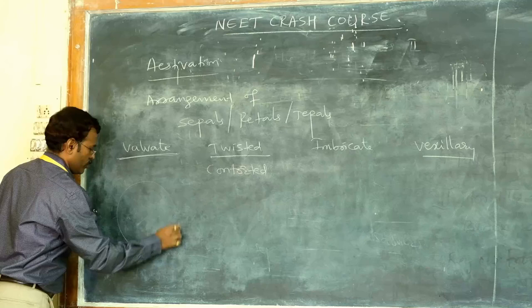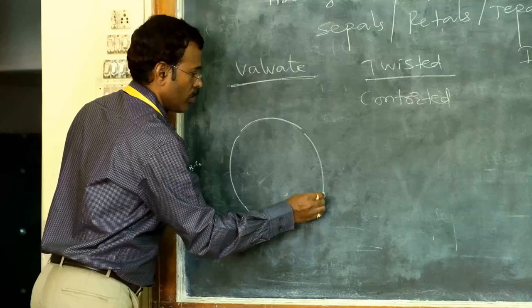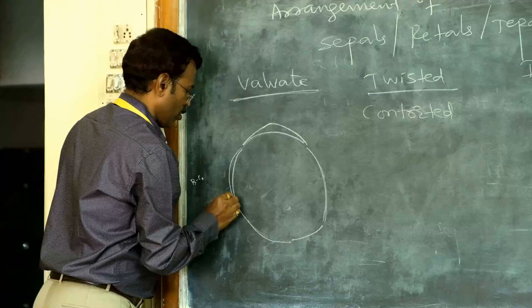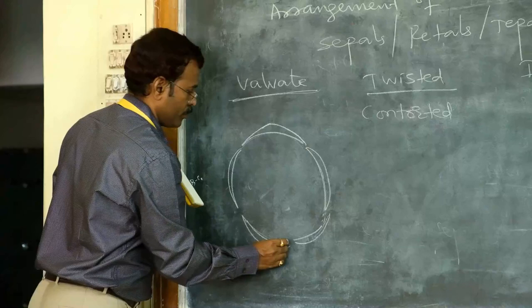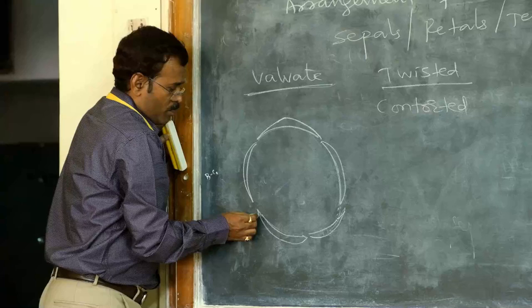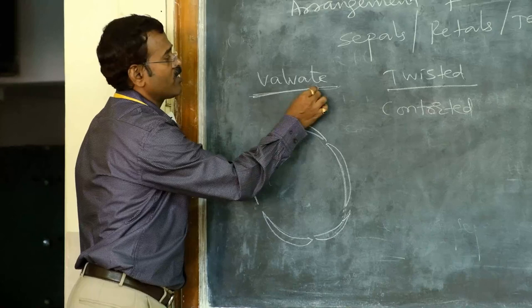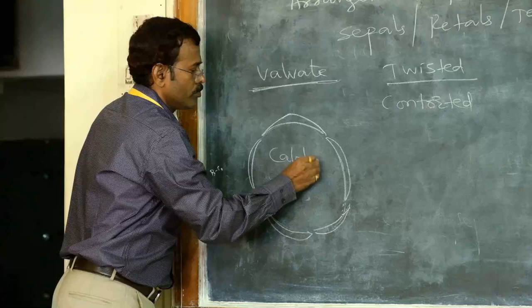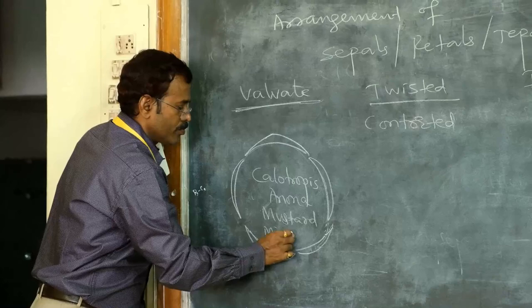Whatever the number of the sepals or petals, 4 or 5, here the margins of the sepals or petals are very near to each other without any overlapping. There will not be any overlapping here. So that kind of aestivation is known as valvate aestivation. This you can see in calotropis, annona, mustard, in mimosa. In them you can see valvate aestivation.